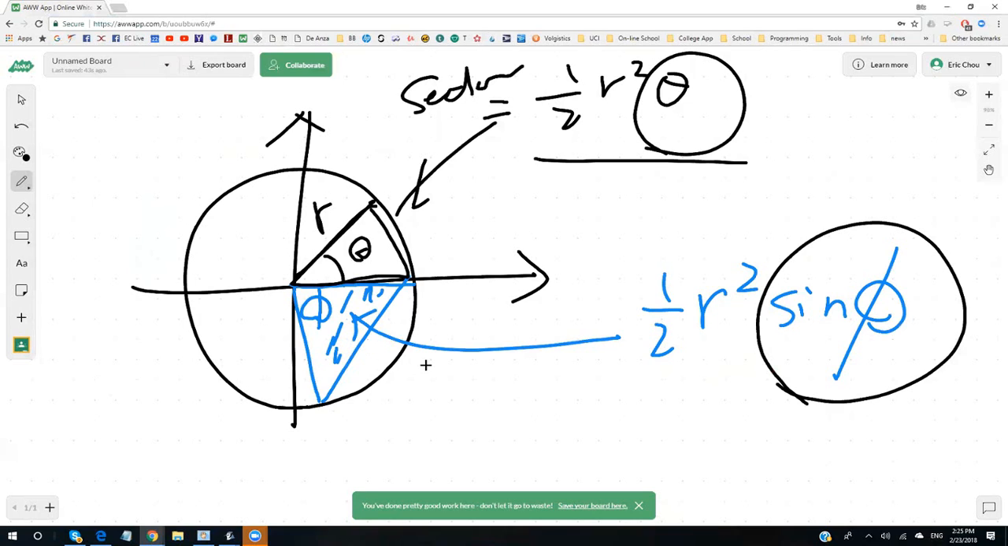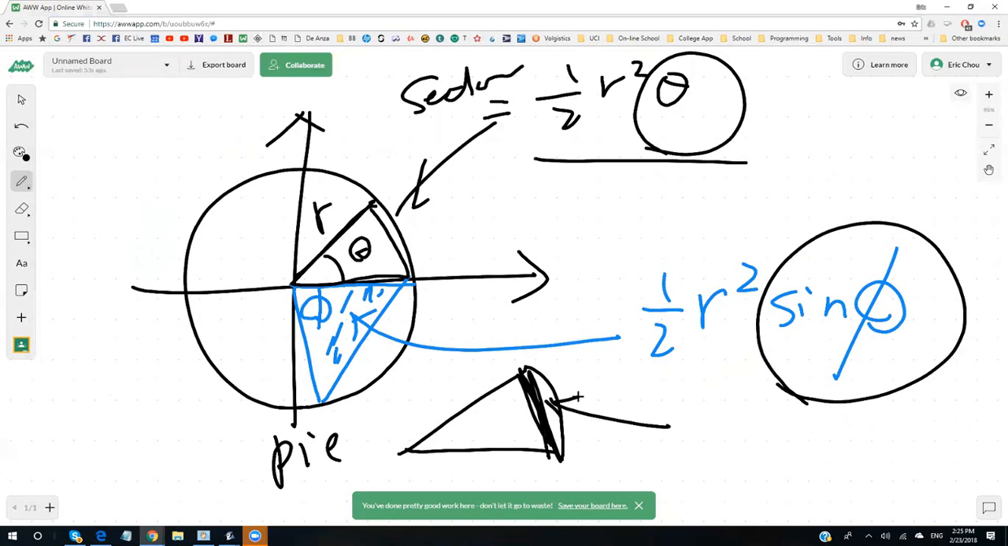So basically, you have something like this. You have a pi, a certain sector of this. The area for the whole thing is half r squared theta, and this one we saw is actually half r squared sine theta. That's what I'm trying to say. Okay.